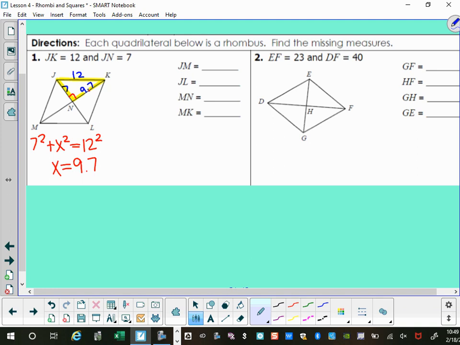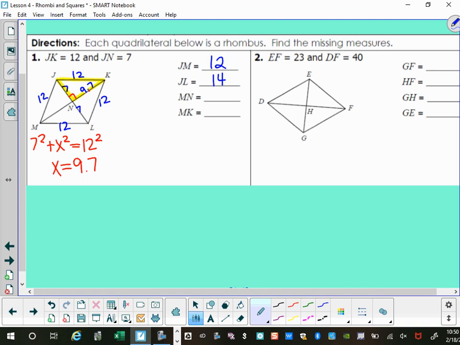So if you worked it out by hand, you would get 49 plus x squared equals 144. Subtract the 49. Take the square root. Get 9.7. All right, JM is going to equal what? In a rhombus, all my sides are congruent. So all my outside sides are congruent. So JM is 12. What about JL? How do you get 14? I added 7. Good, because your diagonals bisect each other, so each piece there is going to be 7.